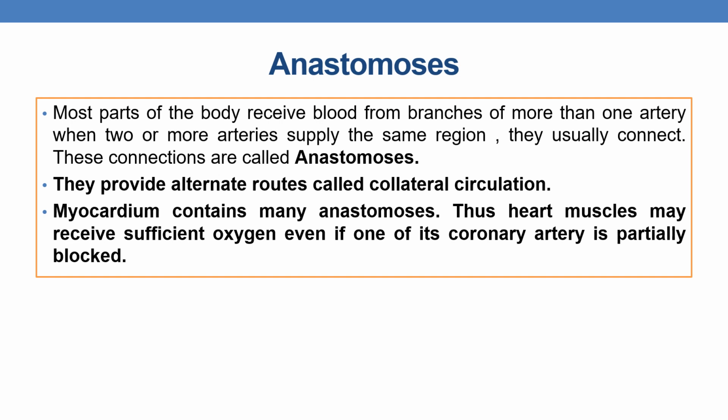One more important point in the coronary circulation is anastomosis. What are anastomoses? Usually, most parts of the body receive blood from branches of more than one artery. And when two or more arteries supply the same region, please remember this point, they usually connect. And these connections of those arteries are called anastomosis. That is a singular term.